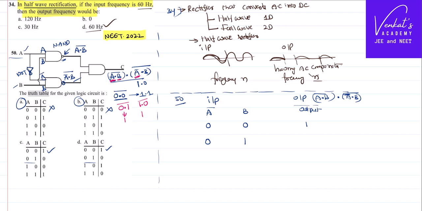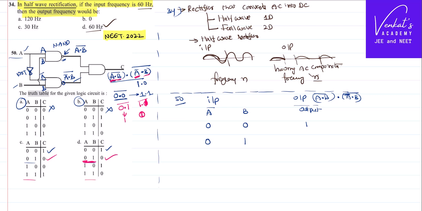Here I missed a small thing. A being 0, A bar becomes 1, and B is 1 actually, because we have taken these options. So 1 dot 1 is 1, whole bar means 0. So the second term is 0, and the output is 0. There is nothing to eliminate here, so we can check for 1 and 1, because the options are different.